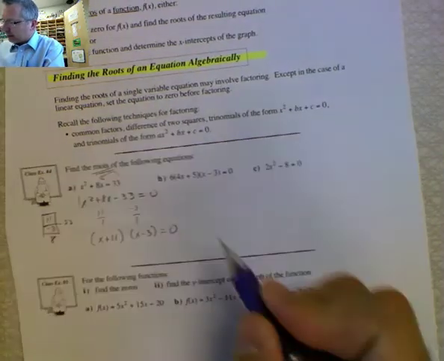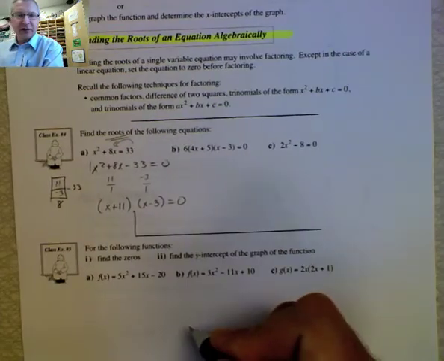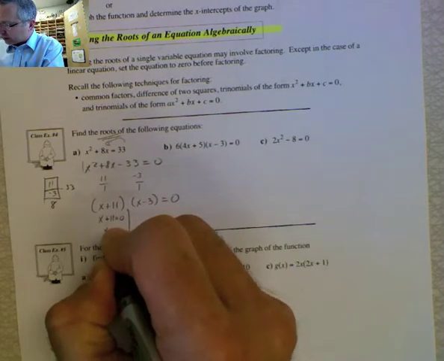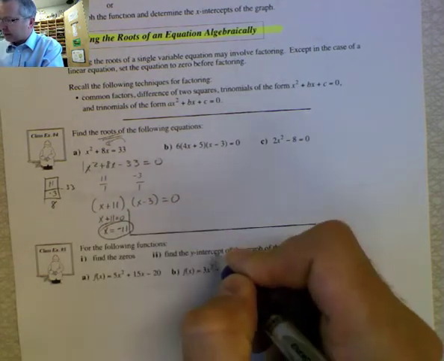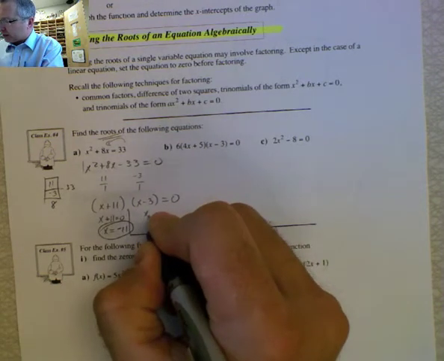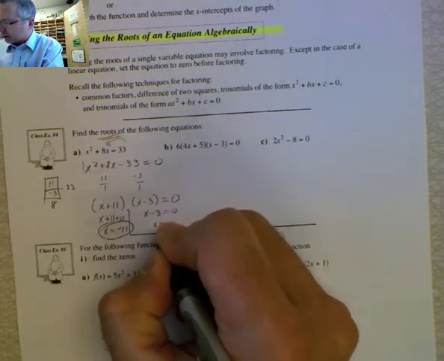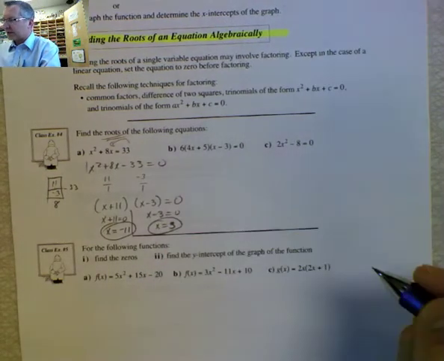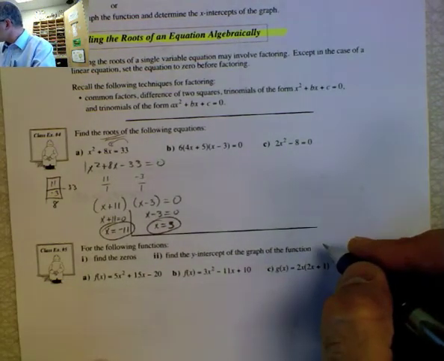So to find the roots, we need to solve each of these factors. We need to take x plus 11 equals 0 and get x equals negative 11 as one of our roots. We need to take x minus 3 equals 0 and solve for x and get x equals 3 as a second root, or a second x-intercept.